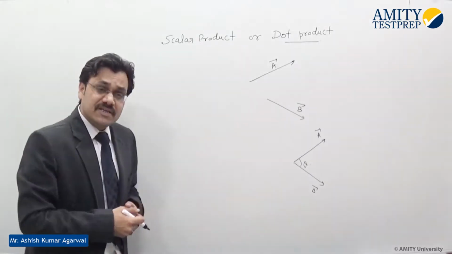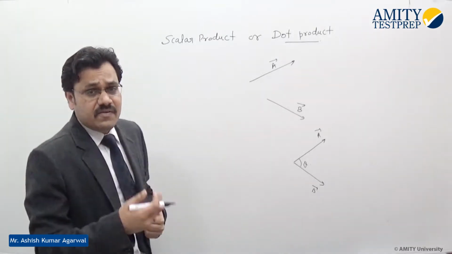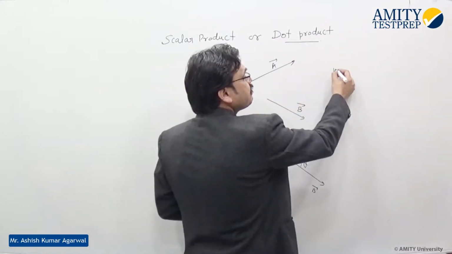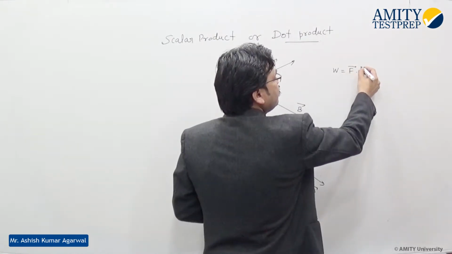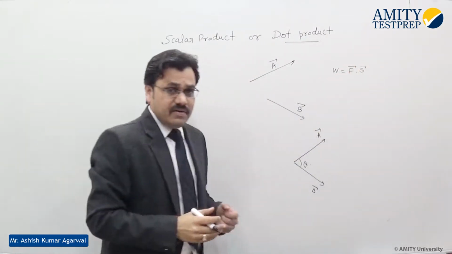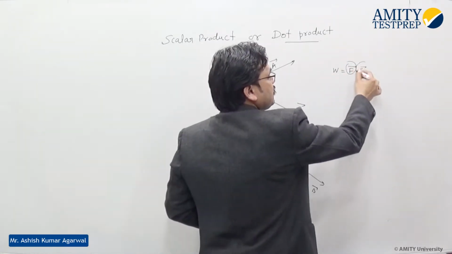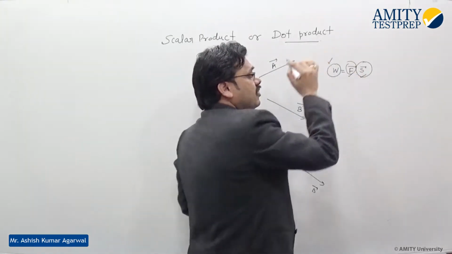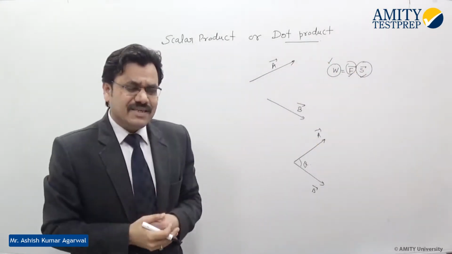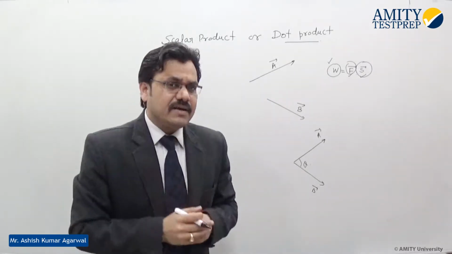Suppose these two vectors, when multiplied, give us a scalar quantity. For example, work is defined as the dot product of force and displacement. Here force and displacement are vector quantities while work is a scalar quantity. So here is a simple example of how two vector quantities give us a scalar quantity.